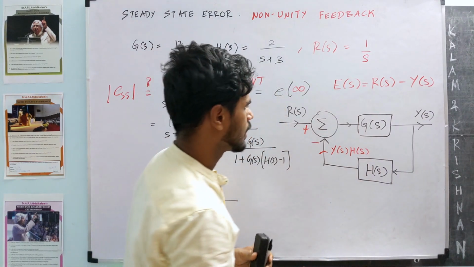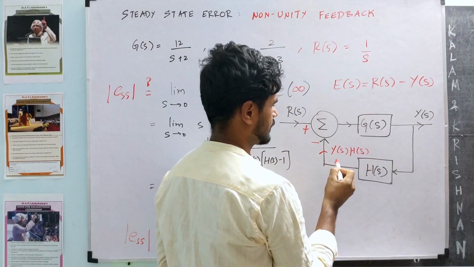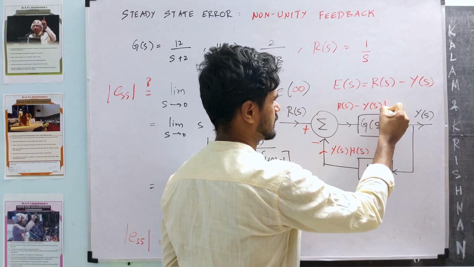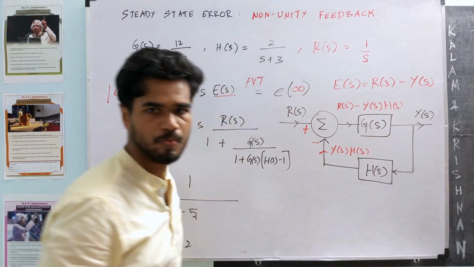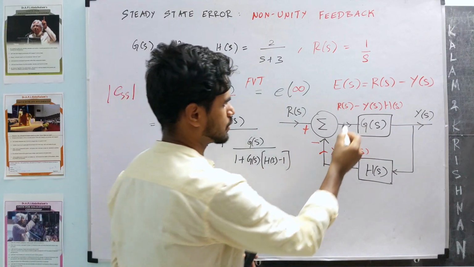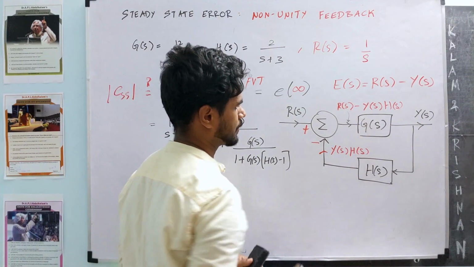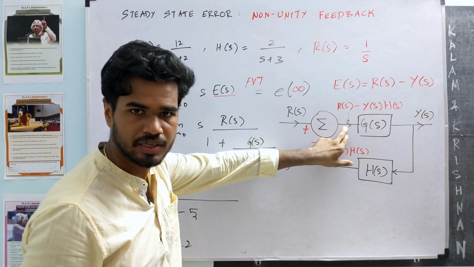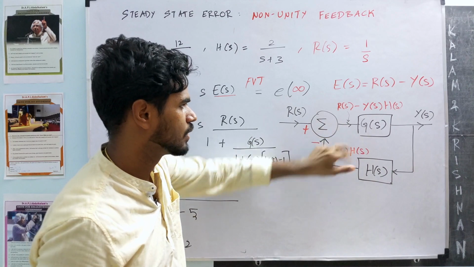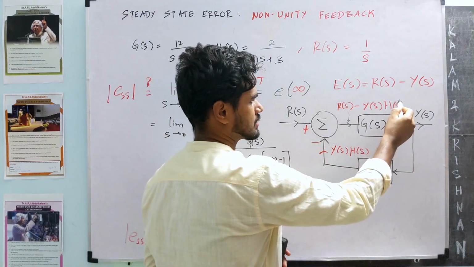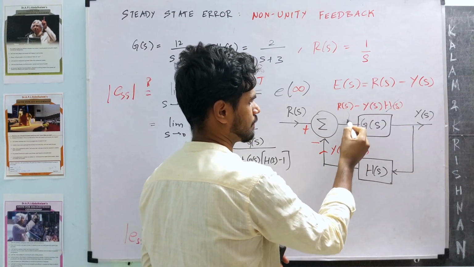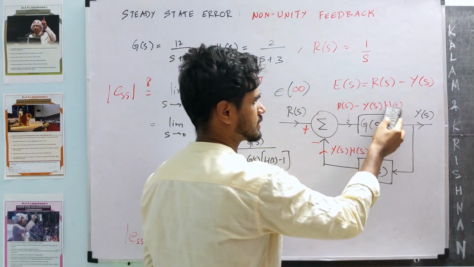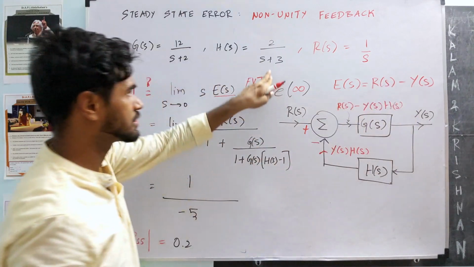And what is the signal that we get here? That is R of s minus Y of s, H of s. So this is the signal we get here at this point. This is supposed to be the error. Notice when H of s is 1, if this term is 1, we have R of s minus Y of s, which is E of s. But H of s is not 1, H of s is some other function.